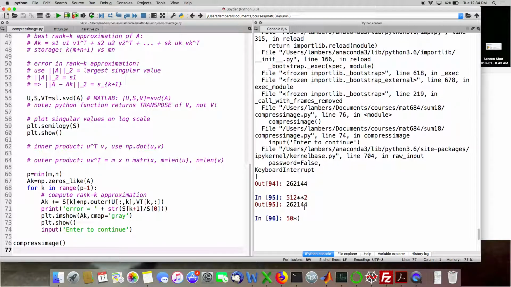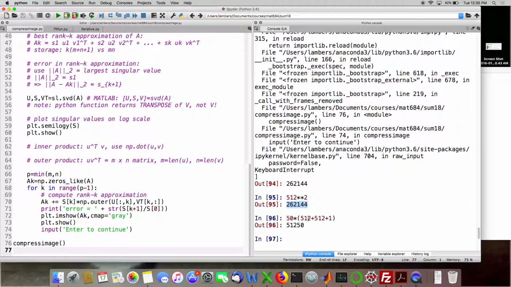So if I do rank 50, 512 plus 512 plus 1. Okay, so here's how many numbers I have to store in this low rank form compared to the usual form. So about 1/5 in that case. I probably could have settled for less. I've seen some images where you only need even fewer terms to have a visually reasonable approximation. It just depends on how detailed the original image is. So this is a very simple way of achieving some compression, using a low rank approximation.